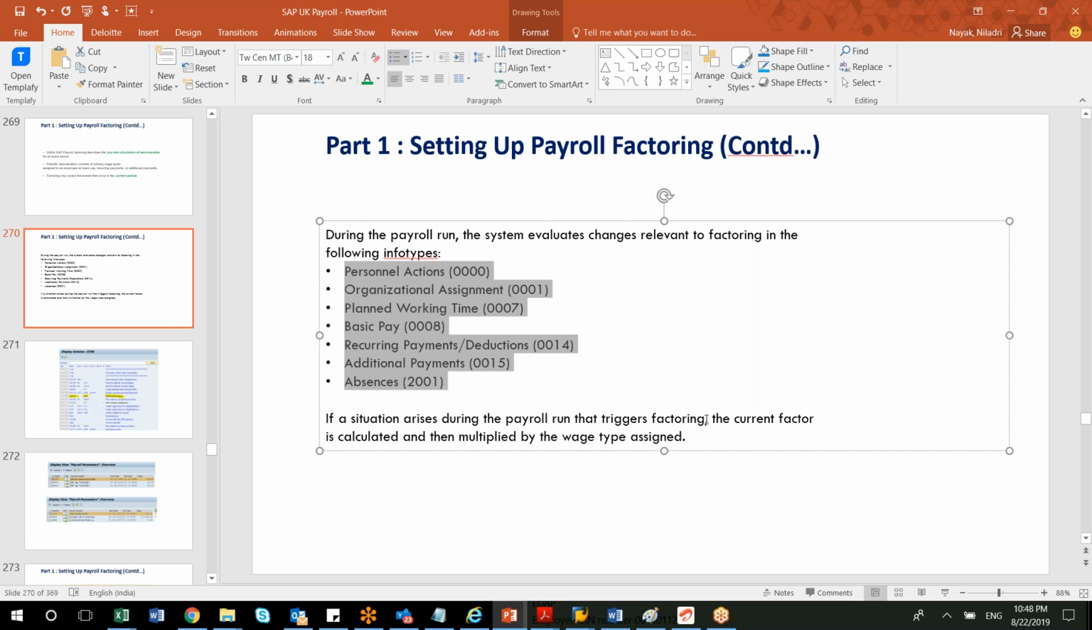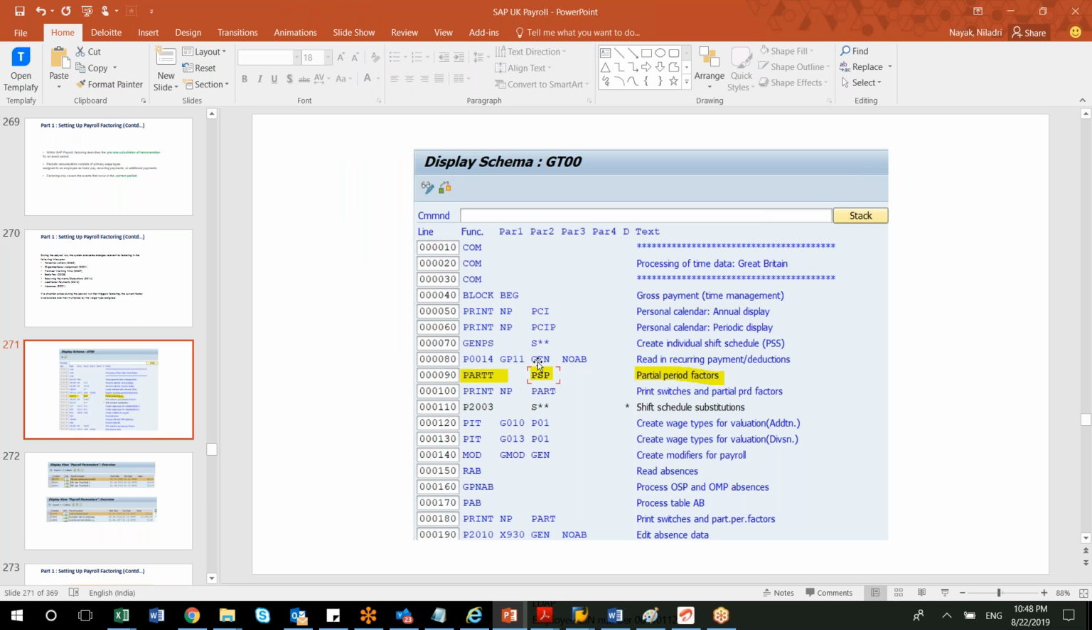After triggering that function, as I was explaining, this PAR double T function will go to your PWS. PWS means your personal work schedule. It will go to that and read those things. Then after that it will do all kinds of splitting.